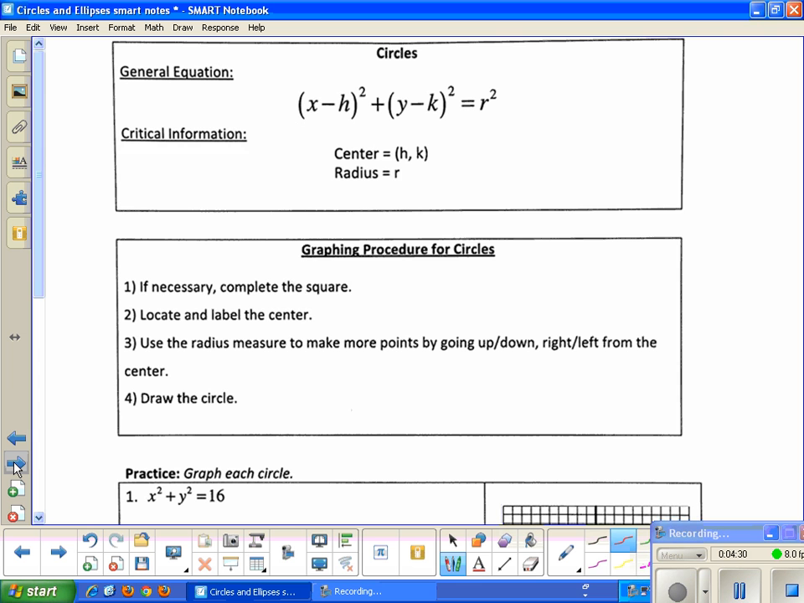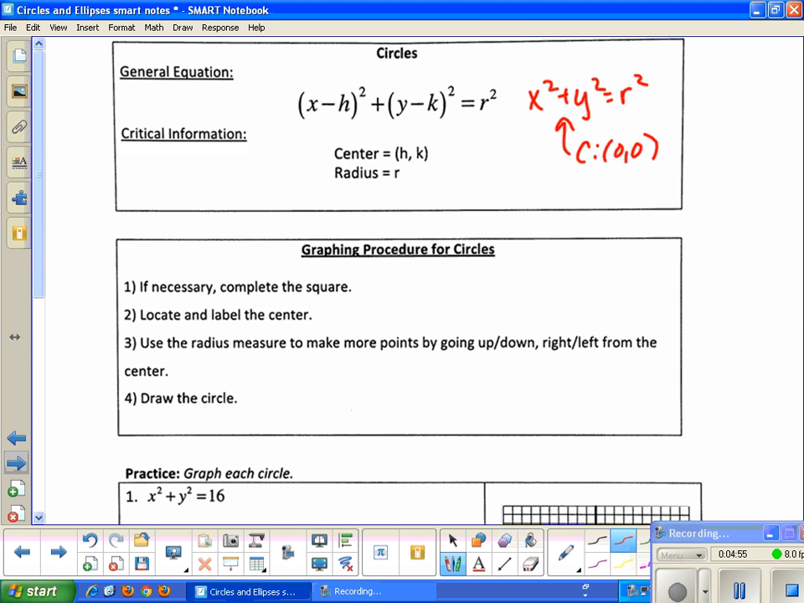The general equation, which you should remember from Algebra 2, is normally (x minus h) quantity squared plus (y minus k) squared equals r squared, where (h, k) is your center and r is your radius. And remember, we also use the equation x squared plus y squared equals r squared. So this would be if the center was at (0, 0).